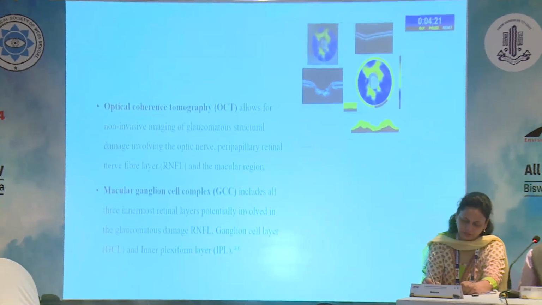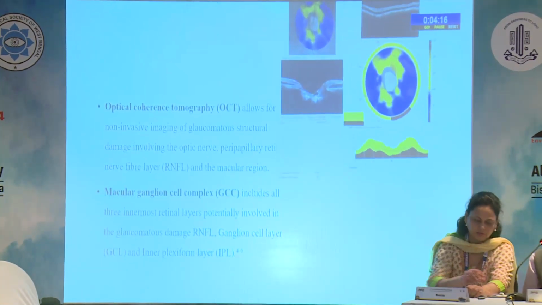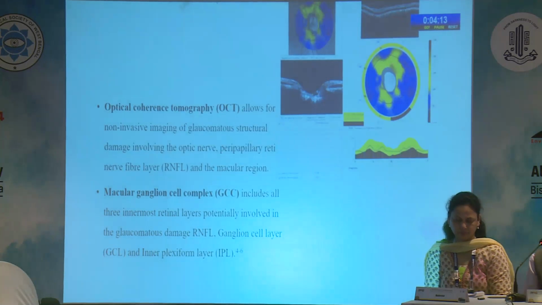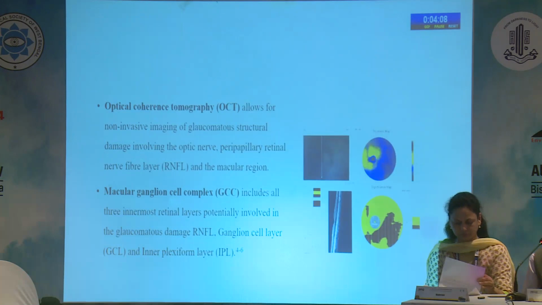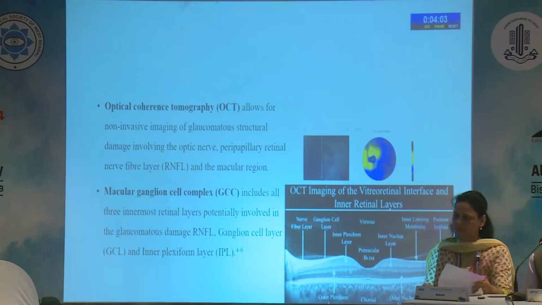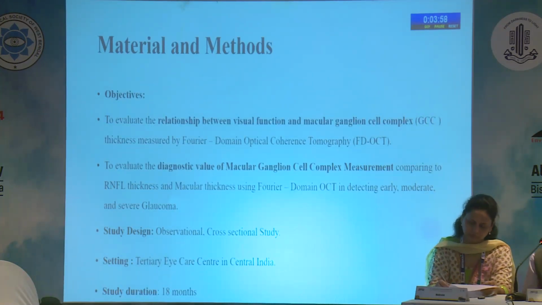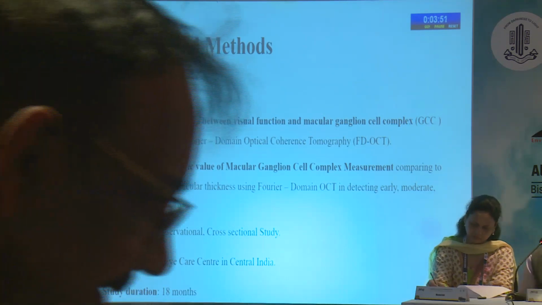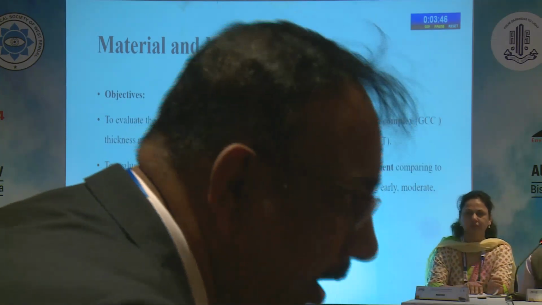Optical coherence tomography allows for non-invasive imaging of glaucomatous structural damage involving optic nerve, peripapillary retinal nerve fiber layer, and macular region. Macular ganglion cell complex includes all innermost retinal layers potentially involved in glaucomatous damage: RNFL, ganglion cell layer, and inner plexiform layer. My objectives were to evaluate the relationship between visual function and macular ganglion cell complex thickness measured by FD-OCT. Another objective was to evaluate the diagnostic value of macular ganglion cell measurement compared to RNFL thickness and macular thickness using FD-OCT in detecting early, moderate, and severe glaucoma.